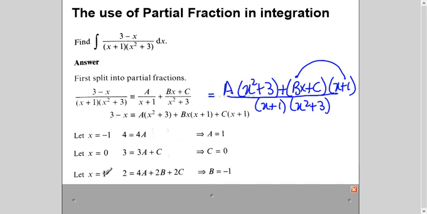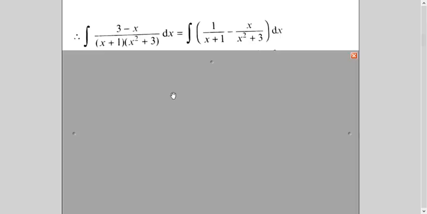Then the third substitution, we are doing x equals 1 throughout. When you substitute 1 here, here, here, and here, you will end up with 2 equals 4A plus 2B plus 2C. If you want to do it yourself, pause the video and try it. Then substitute the values of A and C here. A is 1, C is 0, and you will be able to get the value of B, which is minus 1. So once you get the values of A, B, C, you plug them in here. This is 1, this is minus x because B is minus 1, and this is 0. So you will get this term, right?